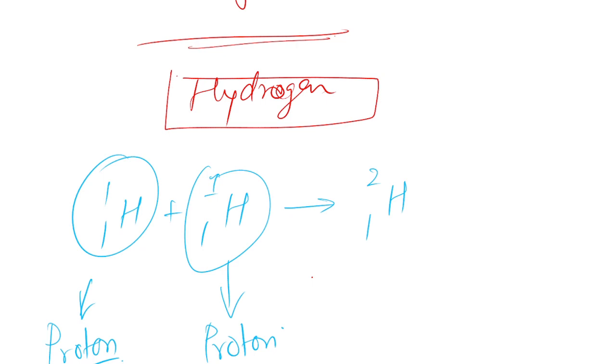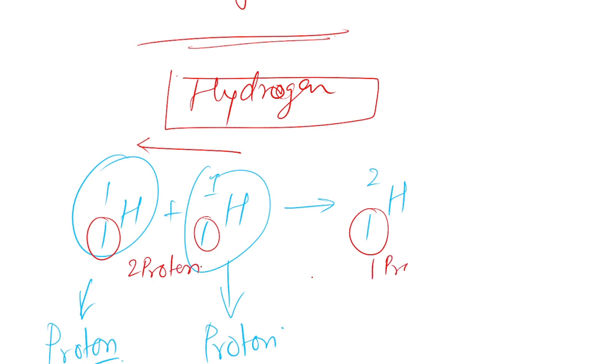But the thing is, there was some extra charge when we were seeing this reaction at the left side. And what is that extra charge? One proton here, one proton here. And on the right side, we are seeing only one proton. So two protons on the left side, one proton on the right side. So where has that one extra charge gone? That extra charge comes out in the form of beta plus decay.